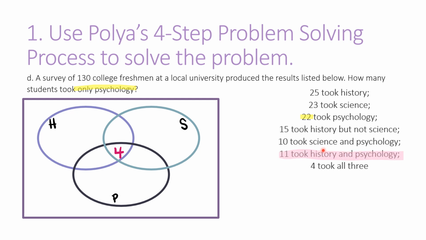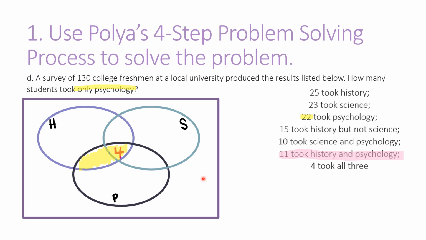It says that 11 people took history and psychology. All right, so let's think about what is the overlap between history and psychology. There's the history bubble. There's the psychology bubble. The overlap, you can see it's right there in between. 4 is part of it. But here's the overlap right there, that little middle part. All right, so I've highlighted that there. So there's the overlap between history and psychology.